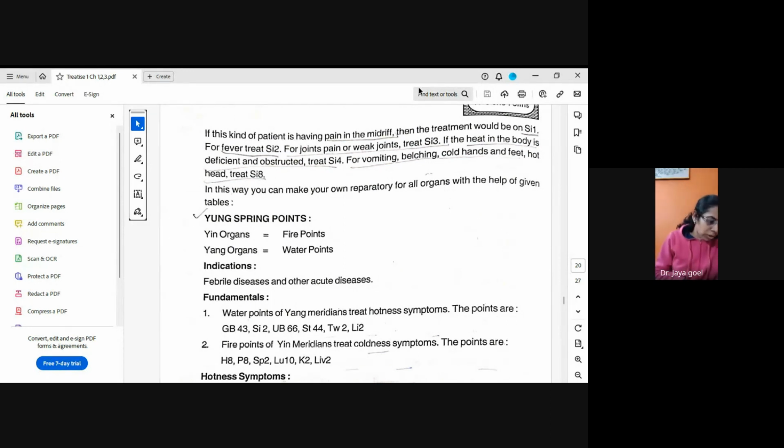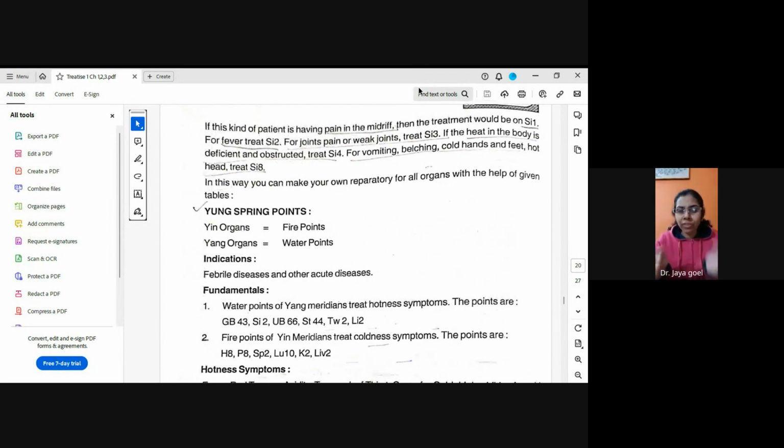Now we will move on to the Yang Spring points. As we discussed, the hierarchy follows the amount of energy. Earlier, the well has limited water, that's why it's named Jing Well. Then the spring has more water than the well, but less than the stream. Then comes the Yang Spring point.